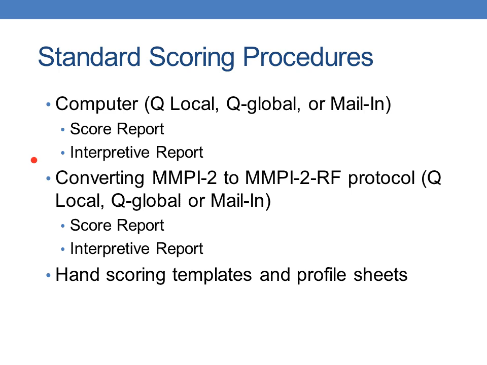The scoring procedures include QLocal, which is the computer-based, and then QGlobal is the web-based, cloud-based scoring. You can also mail in scoring, and that will give you either the score report, which has all the basic scores, or the interpretive report. You can also convert an MMPI-2 into an RF using either QLocal, QGlobal, or mail-in. And then, of course, the old tried and true hand scoring templates and profile sheets.